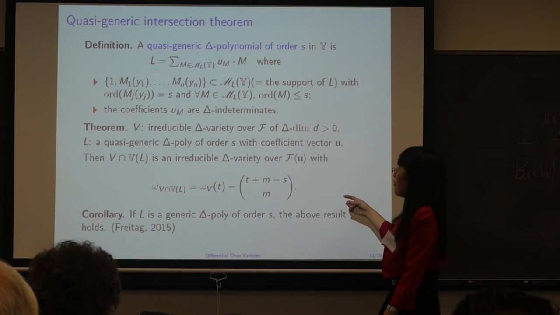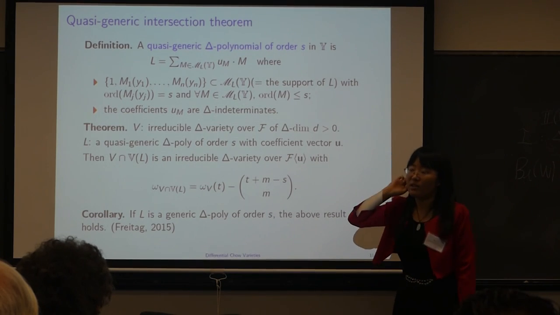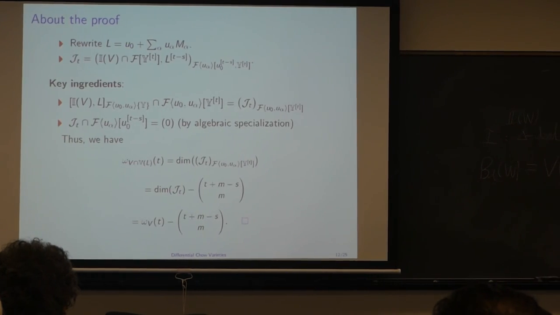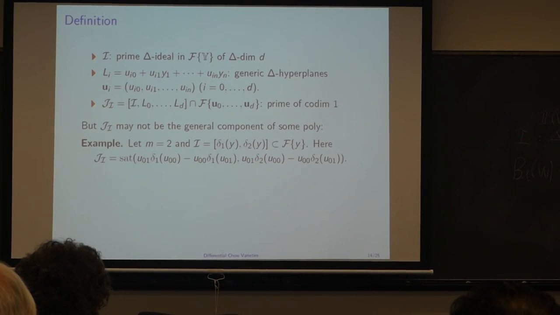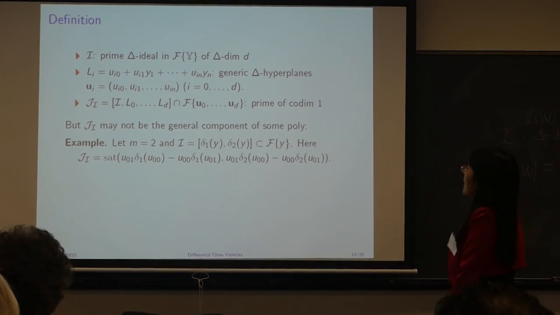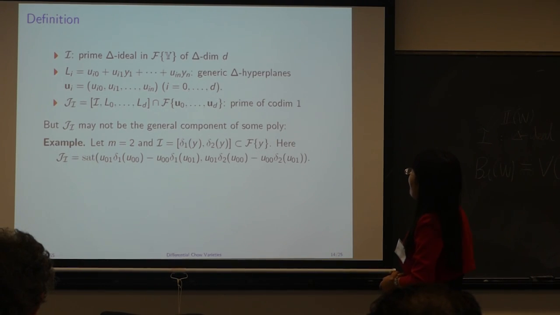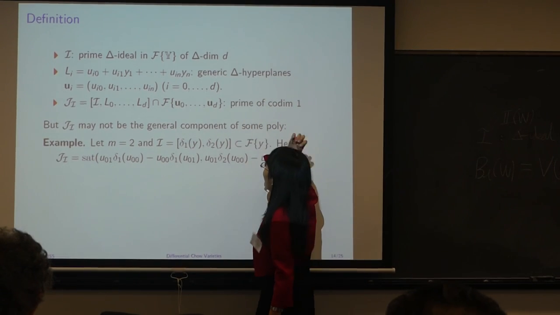We didn't prove it from the point of view of the Kolchin polynomial when we considered the ordinary case, but just proved it purely differentially. So now we talk about partial differential Chow forms. We suppose I is a prime differential ideal of delta dimension d, and also introduce d plus 1 generic delta hyperplanes. So now delta is also only continuous.